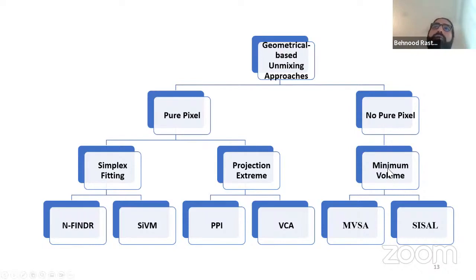And then we have the no pure pixel scenarios, which are mostly based on minimum volume, minimizing the volume of the simplex. So they formulate the unmixing problem to minimize the volume of the simplex. Minimum volume simplex analysis, and also simplex identification via split augmented Lagrangian, can be in this category, and they actually solve the same problem, but maybe SISAL is more efficient because of the way that it solves the problem. So we have one question here.